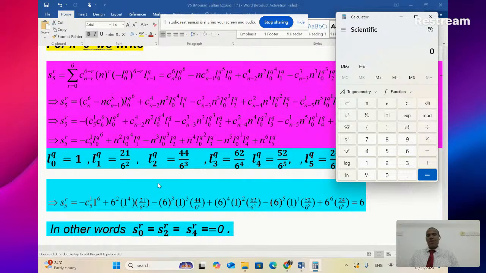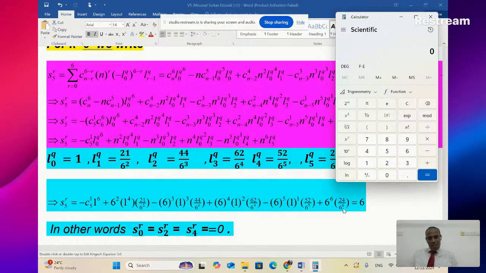So we have S5 equal negative combination 5 choose 1 times 1 raised to the power 6 plus 6 squared times 1 raised to the power 4 multiplied by 21 divided by 6 squared, minus 6 cubed times 1 cubed times 44 divided by 6 cubed, plus 6 raised to the power 4 times 1 squared times 62 divided by 6 to the power 4, minus 6 raised to the power 5 times 1 times 52 divided by 6 raised to the power 5, plus 6 raised to the power 5 multiplied by 21 divided by 6 raised to the power 6.